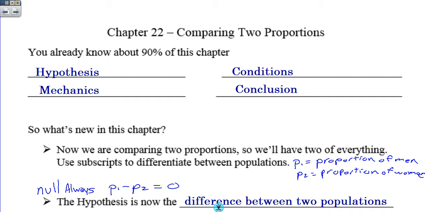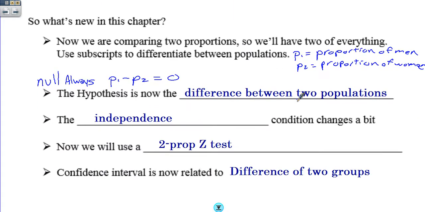So we're still doing the four-box method of hypothesis, conditions, mechanics, conclusion. So we're going to just talk about what's new. What's new in this chapter is that instead of just doing one trial and comparing it to, you know, the globe and Earth, we're now comparing two groups of things. So essentially that means we're going to have two of everything. We're going to use the subscripts to differentiate between the different populations.